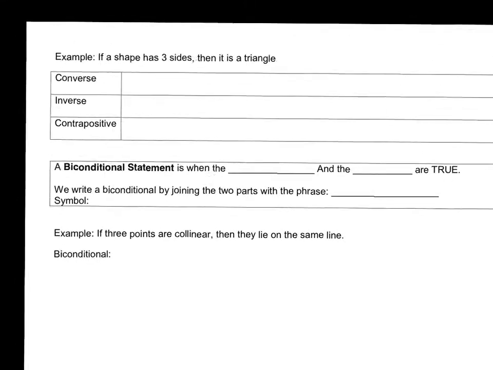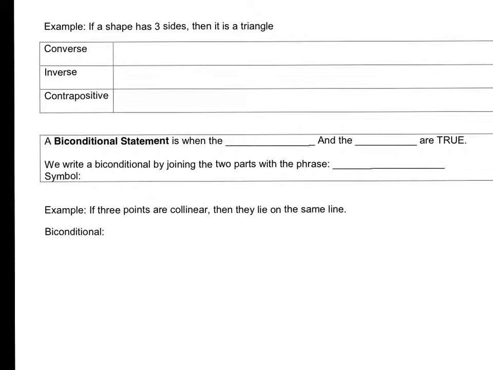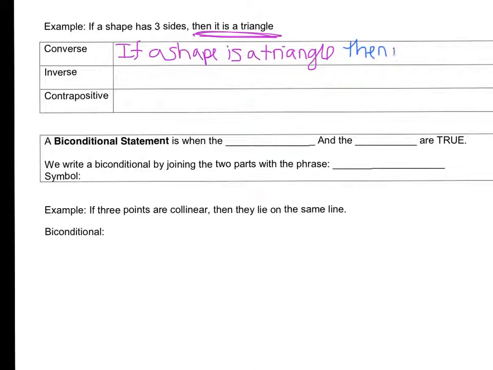All right, let's look at an actual example here with some words. If a shape has 3 sides, then it is a triangle. Your converse, we said that you simply switch it. So you're going to say if a shape is a triangle, so here we're putting our conclusion first, then it has 3 sides. And then you put your hypothesis. So there we just switched it.